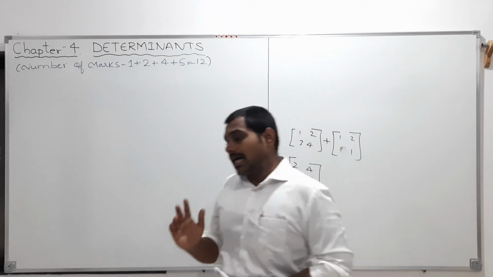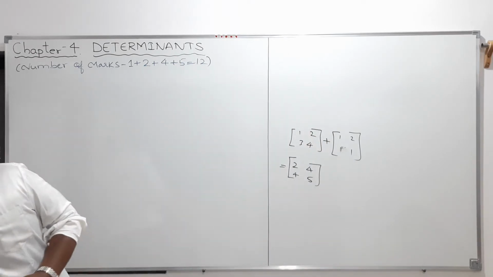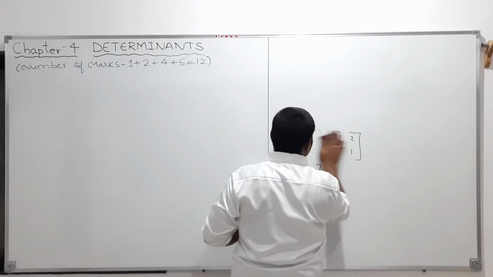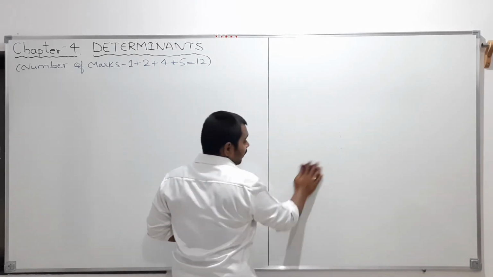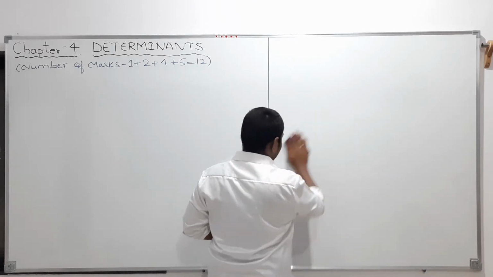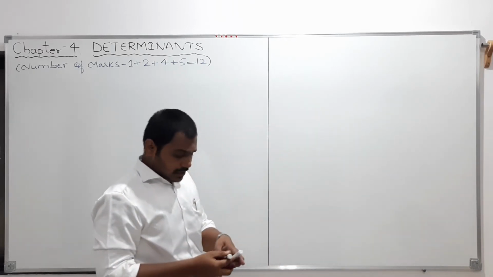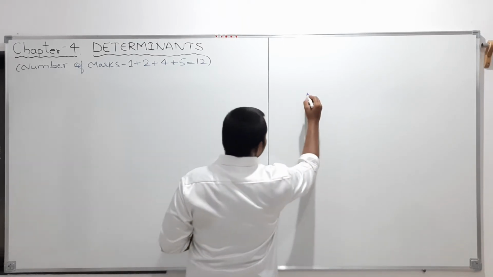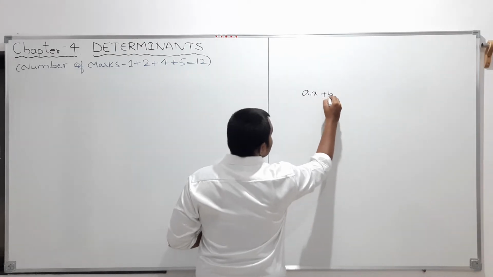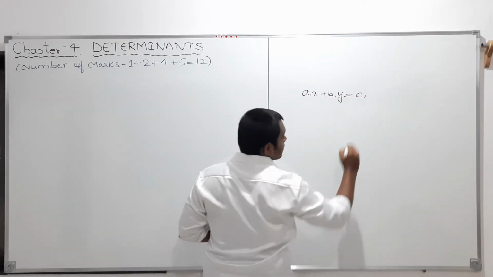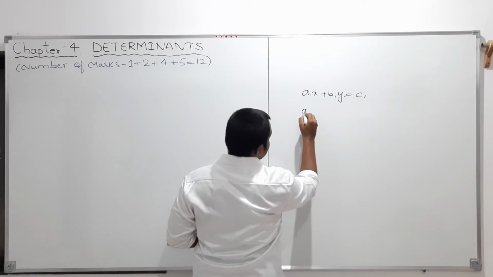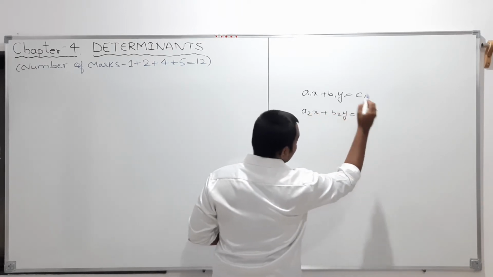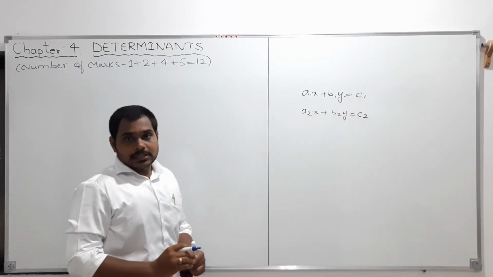Clear? In the 8th, 9th, 10th classes in high school, you may have studied this; I am just recalling the things. If I have a linear system of equations, my dear students, I can take a1x plus b1y equals c1, and another linear equation a2x plus b2y equals c2. My dear students, please observe this.